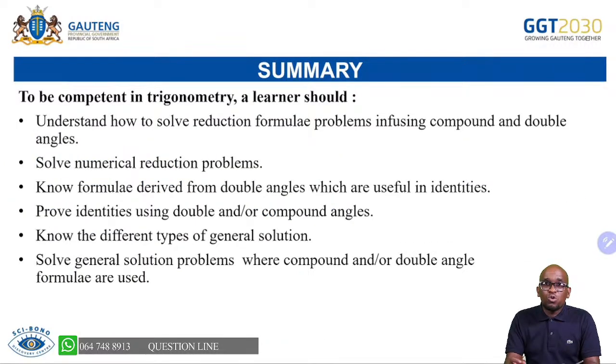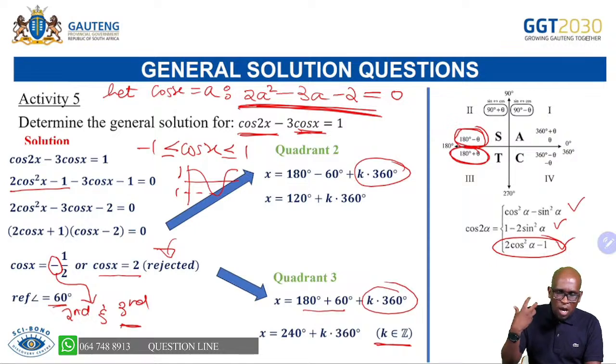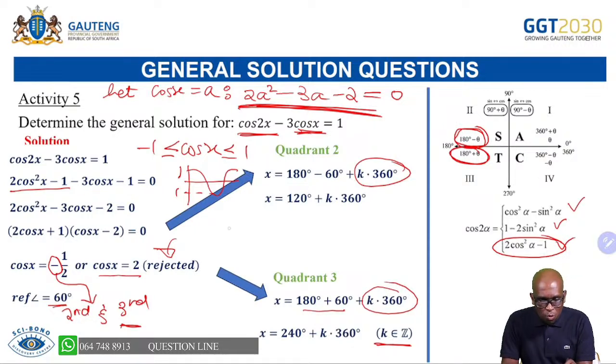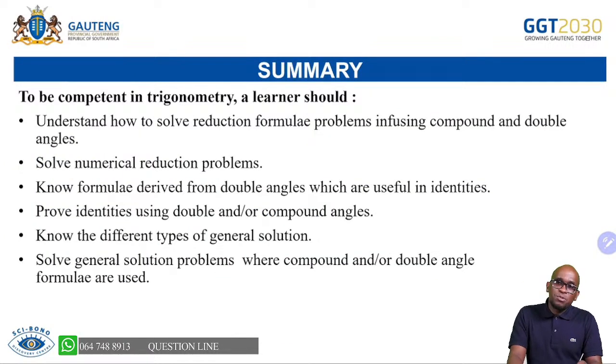Right, that would conclude our general solutions. If we can perhaps go back, you see we are using K360 here because we are working with sine and cosine. If we are working with the tangent, we're going to use K180 because the period for the tan function is 180 degrees. We do everything exactly as we're doing it, but we use K180 as the periodic shift. Right, let's look at the summary of the lesson to conclude.